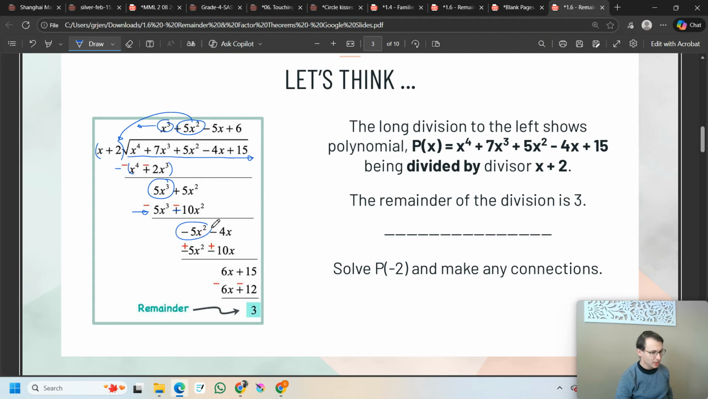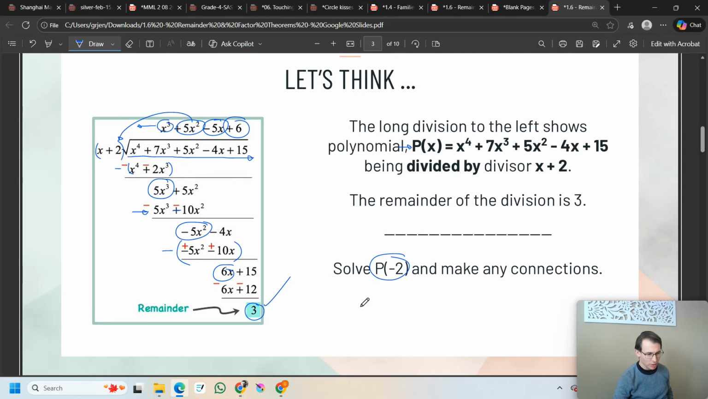We bring that down to get this minus 5x squared. So we need to multiply by minus 5x. And that gives us this, which they changed the signs this way, but you'll notice that my way's better. No, it's not. It's just different. I just put it in brackets and subtract the whole thing. And then we bring it down. We got this 6x here, so we need to multiply by 6. Our final remainder is 3. Their work looks good. Now let's solve p at minus 2.